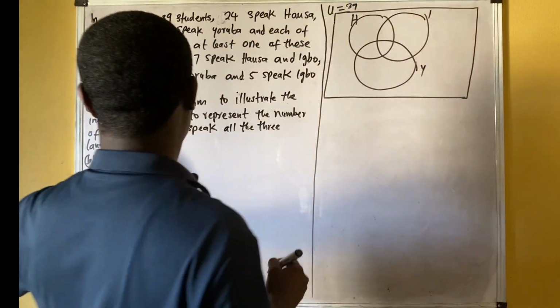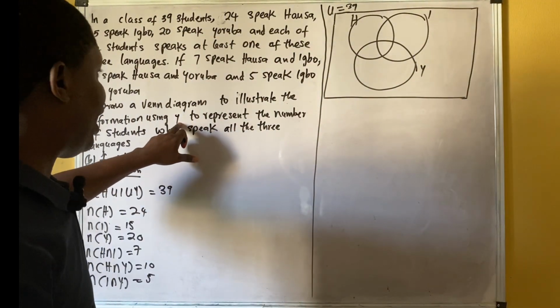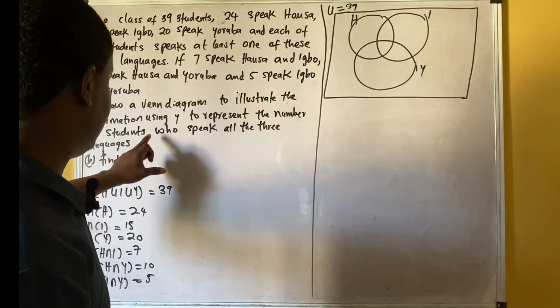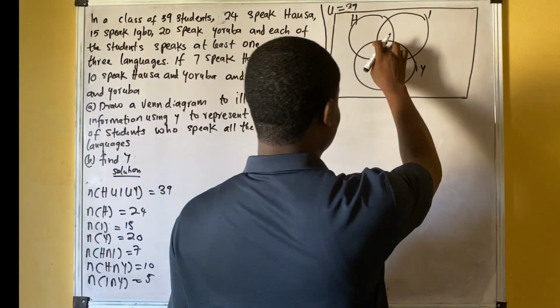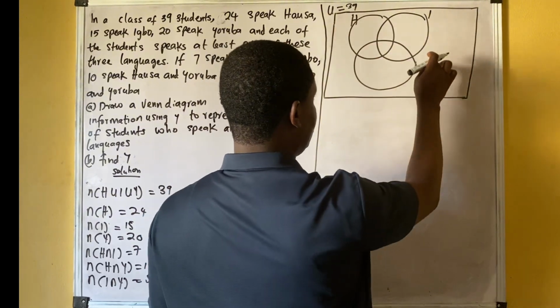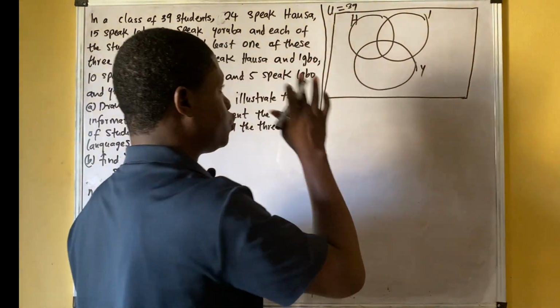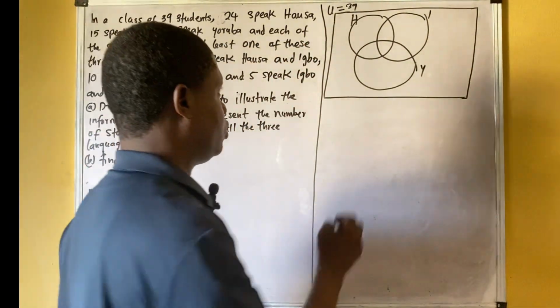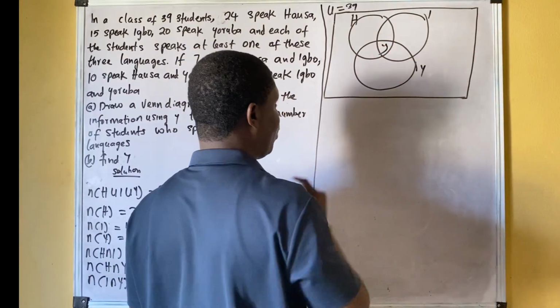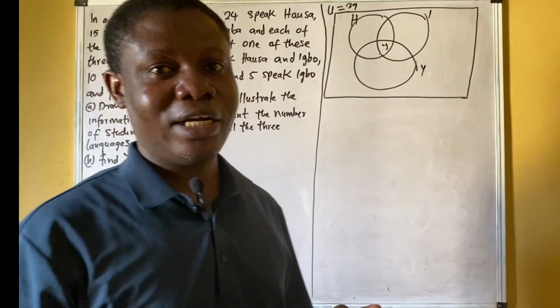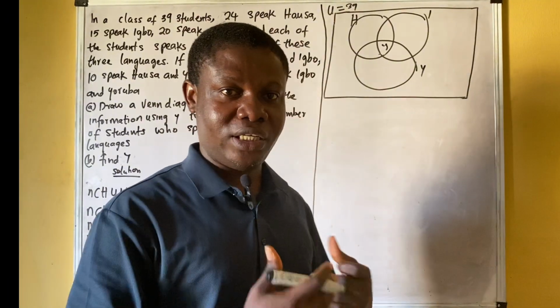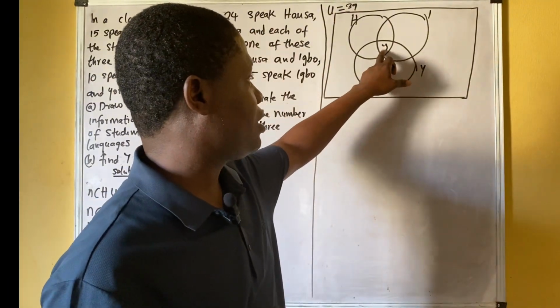So we are told that we should use Y to represent the number of students who speak all the 3 languages. And this region is the intersection of Hausa, Igbo, and Yoruba, which is those who speak all the 3 languages. So here will be our Y, right? For questions under Venn diagram, it is important you work from the inside. So we are working from the inside to the outside.